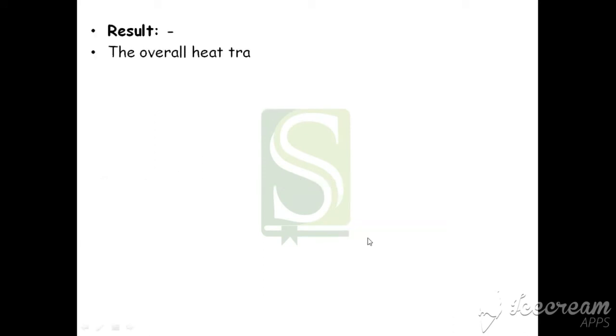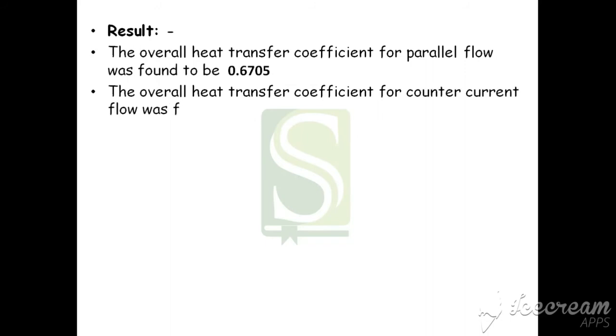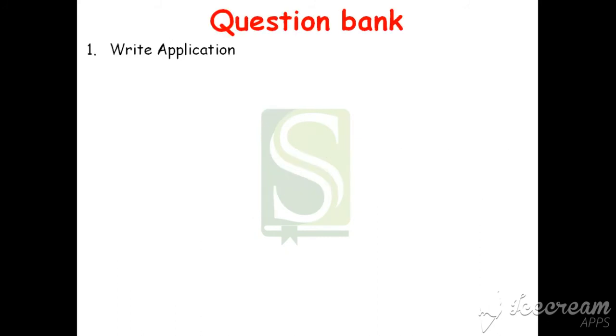Now we will write the result. The overall heat transfer coefficient for parallel flow was found to be 0.6705, and for counter current flow it was found to be 1.337. By just looking at these values, you can say that the heat transfer coefficient for counter current is highest. That means heat transfer here will be more efficient as compared to parallel flow. So we can conclude that as the overall heat transfer coefficient for counter current flow is higher than that of parallel flow, heat transfer is more efficient in counter current flow than in parallel flow. Now let us see what the most frequently asked questions are here.